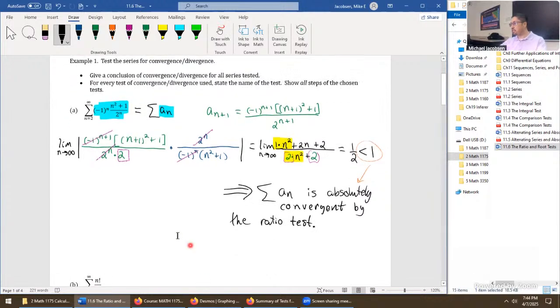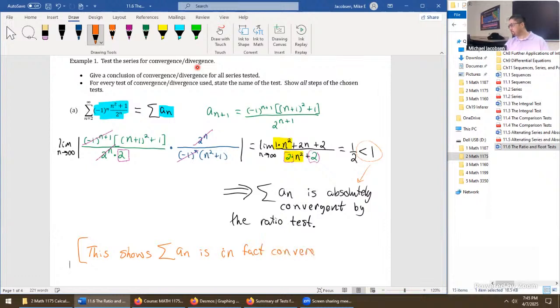So now we've shown all steps of the ratio test. And here's the part that's really totally optional. You never have to do this, but just for the sake of tying together this statement right here, you could say this shows summation an is in fact convergent by the absolute convergence test.